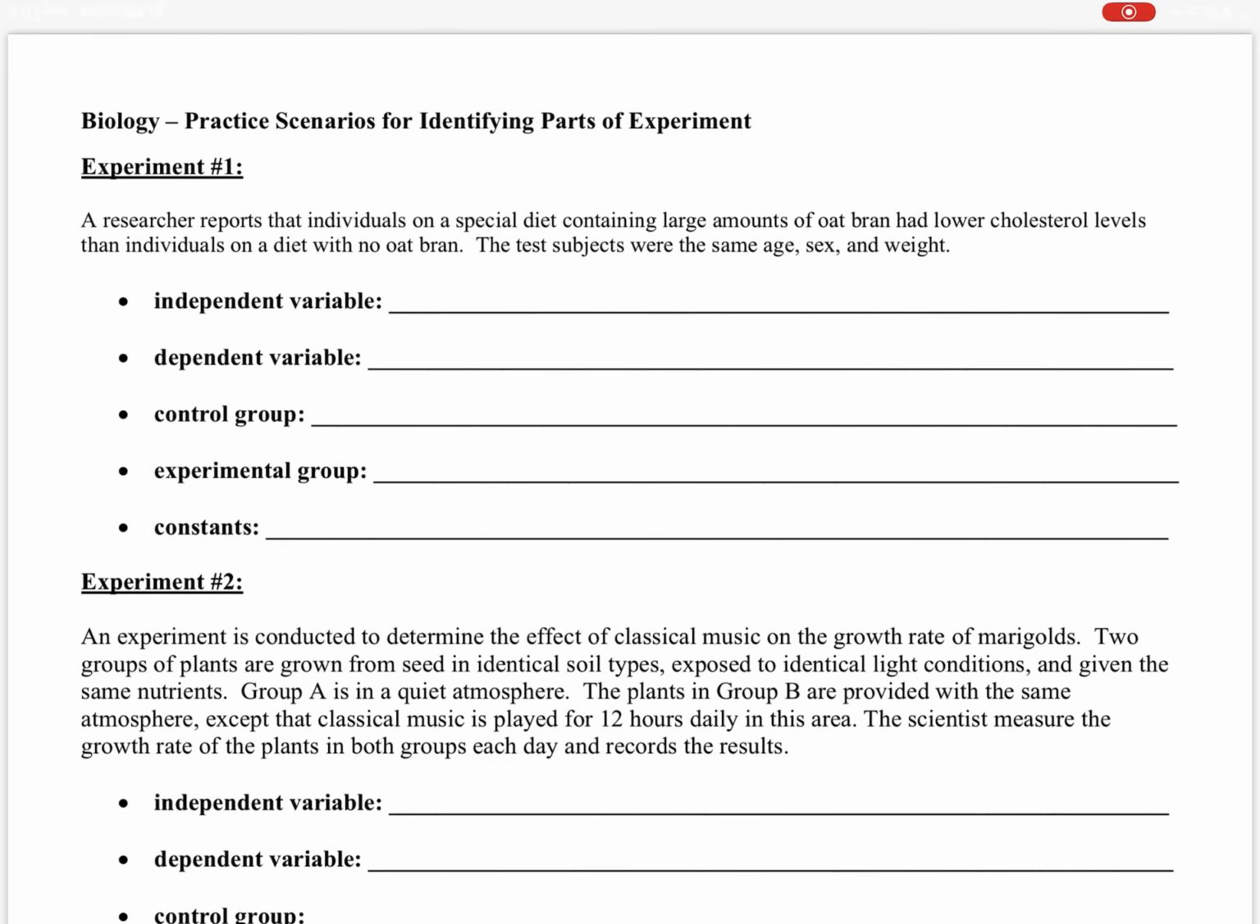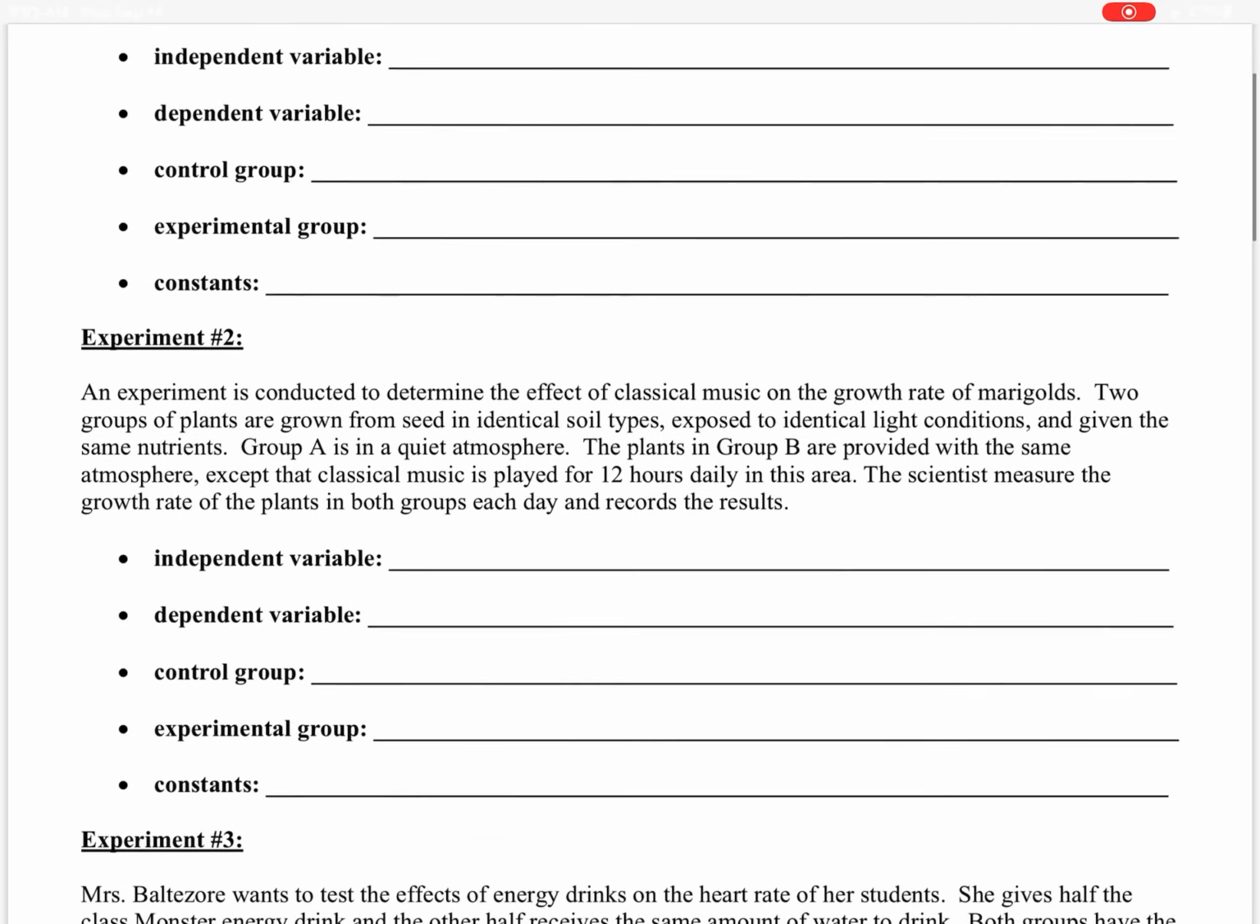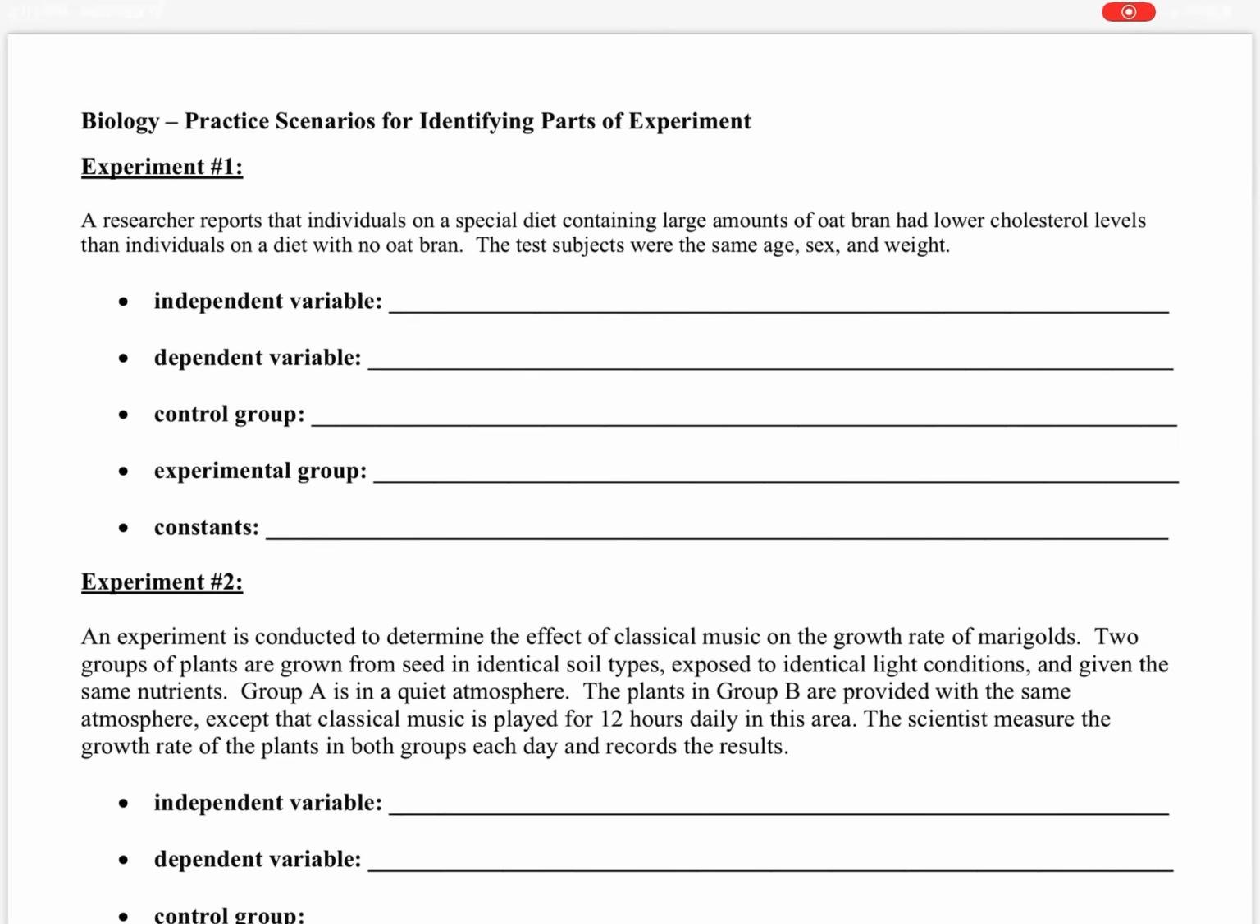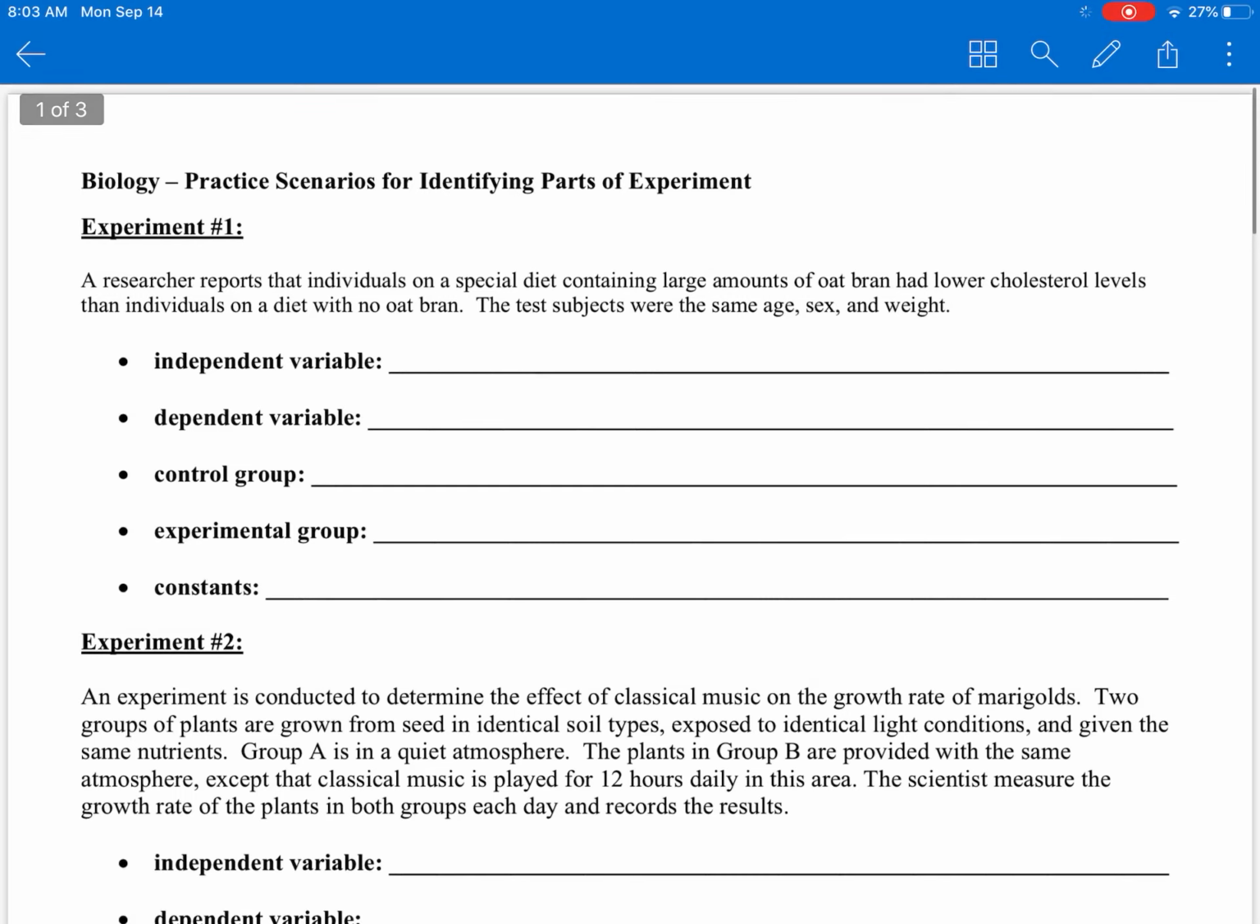All right, we're going to go through and practice trying to figure out how you identify the different parts of an experiment. The independent variable, dependent variable, control group, experimental group, and constants, or what we call those controlled variables. And so the first thing we're going to do is go through our little scenario here.